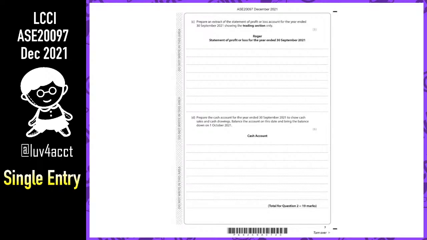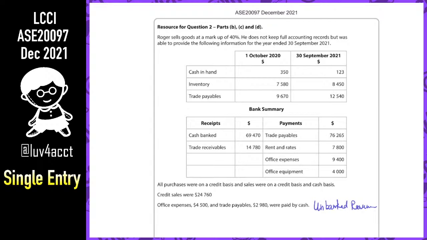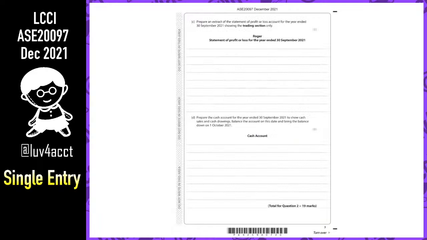We don't have sales, but from the markup, we can find the gross profit, and then we can also find revenue from it. Okay, very interesting puzzle-like question. I like these single entry and also the statement of cash flows. I like this type of question, just like working on a puzzle.